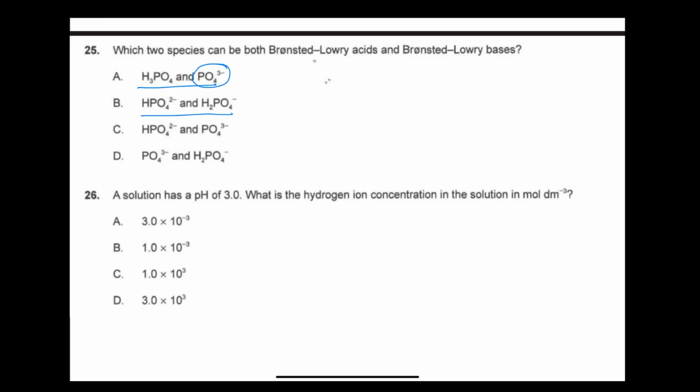And for H2PO4 minus, you can remove a hydrogen to form HPO4 2 minus, and you can add a hydrogen to form H3PO4. So the answer would be option B. In option C, obviously, you have this, which cannot donate H plus, and you have this again in option D, which cannot donate H plus, right?